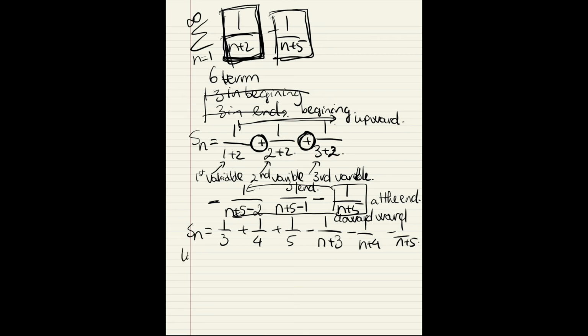And then I take the limit of these things. So the limit as n goes to infinity: you know this one goes to 0, this one goes to 0, this one goes to 0, so it's just 1/3 plus 1/4 plus 1/5, the limit of S of n.